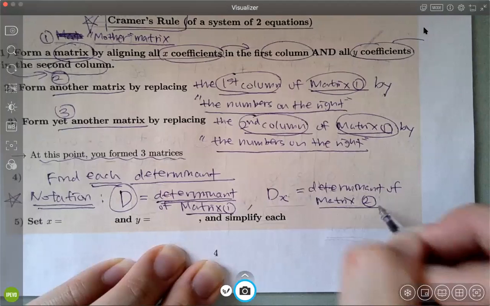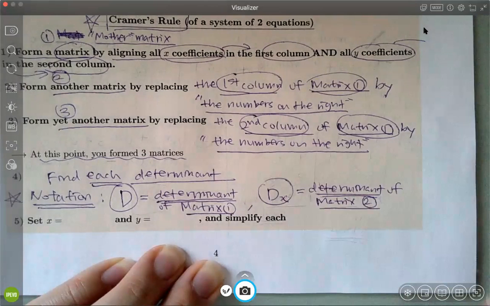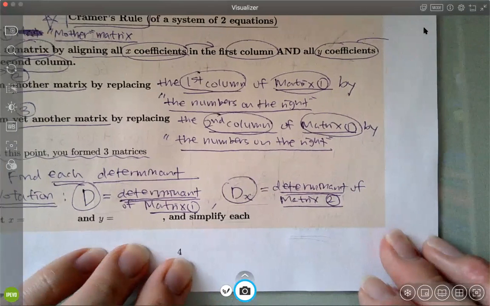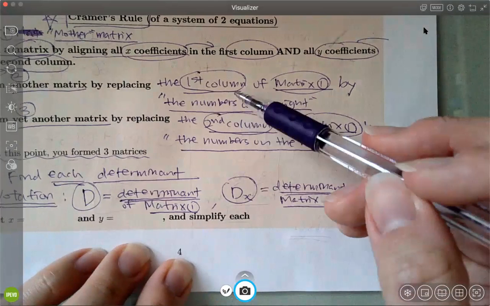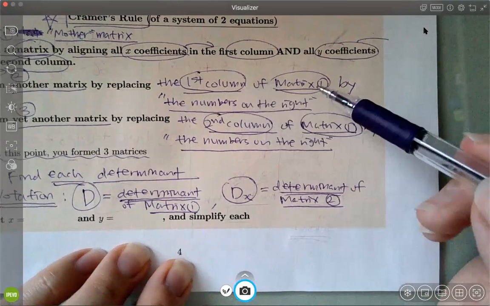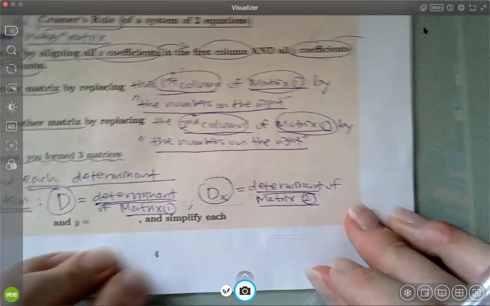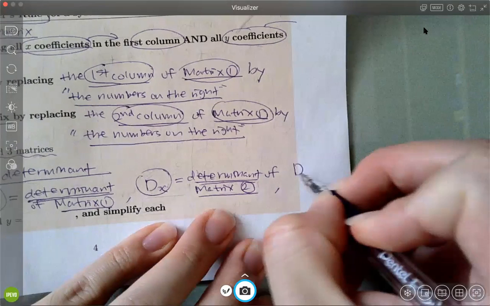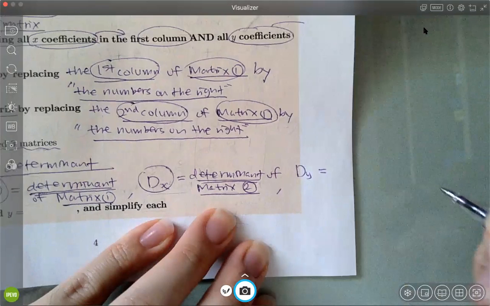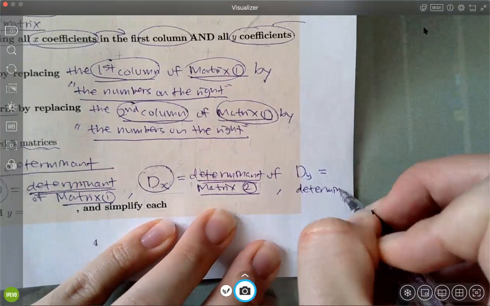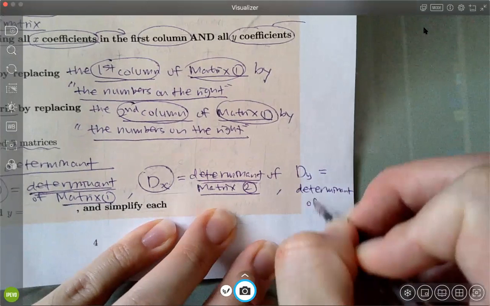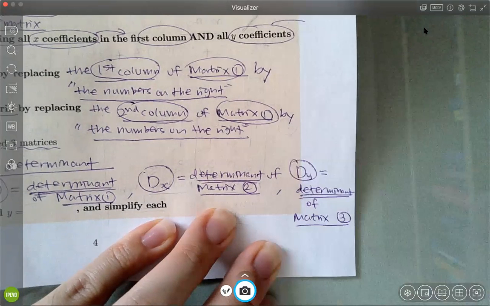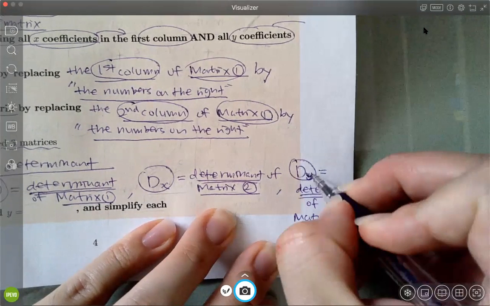Again, D sub X is not the second matrix itself, it's the determinant of the second matrix, which is obtained by replacing the first column of the parent matrix by the numbers on the right. And then the last thing, D sub Y. D sub Y is the determinant of the last matrix, matrix number 3. Once again, D sub Y is not the third matrix, it's the determinant of the third matrix.